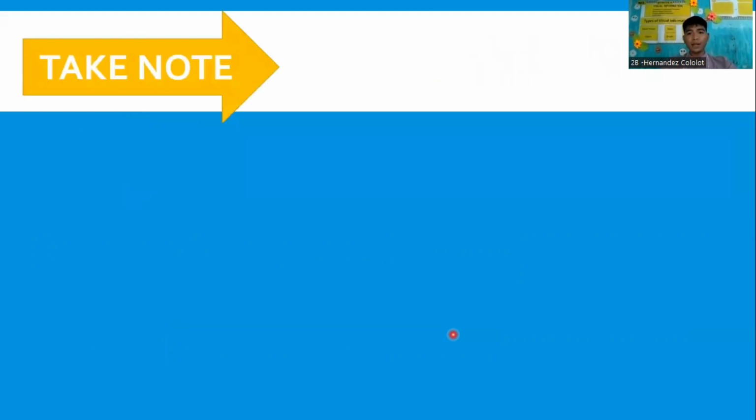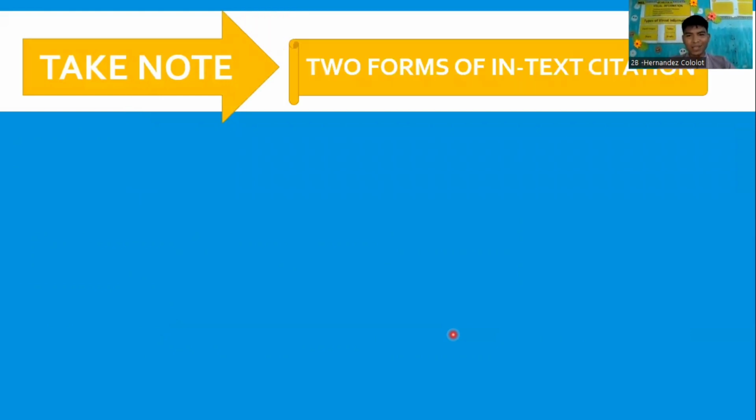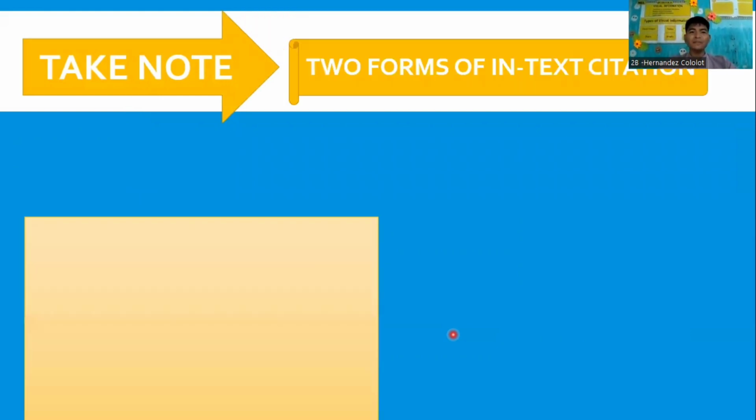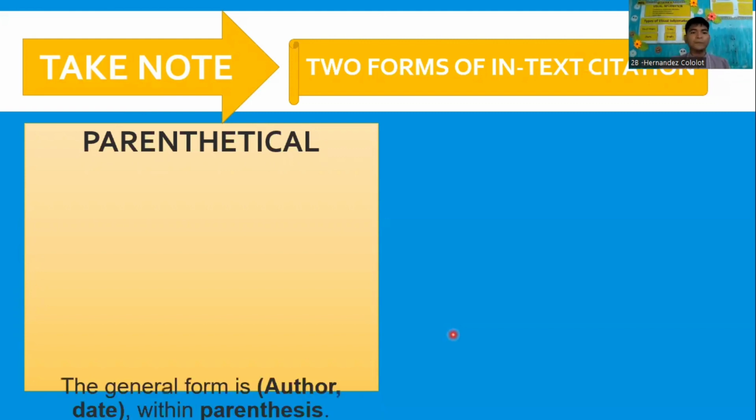Next, we need to take note that in citing a particular work in your own work, there are two forms of in-text citations. The first form is the so-called parenthetical. When we talk about parenthetical, we have in mind that it has a parenthesis. Let us see if it has a parenthesis by nature.